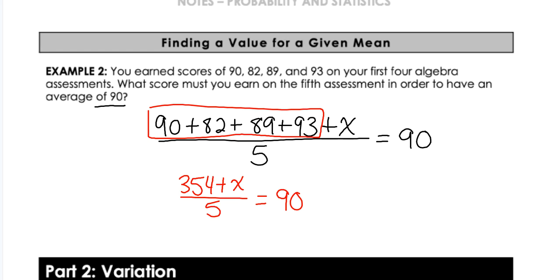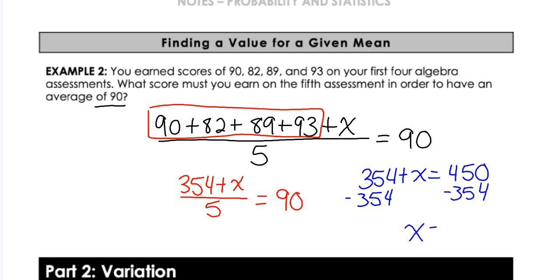I'm going to multiply both sides by 5 to get rid of that denominator. That gives me 354 plus x equals 90 times 5, which is 450. What that's saying is that I need 450 total points over the 5 tests to maintain an average of 90. Right now I've got 354. So if I subtract 354 from both sides, that tells me that my fifth test value needs to be a 96% in order to maintain that 90% average.